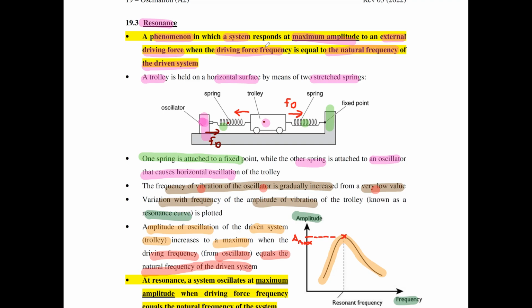Now, just now, before this, I told you that it doesn't matter whether something is a free oscillation or a forced oscillation system, they all have their own natural frequency, just that natural frequency is more readily shown in a free oscillating system. So your trolley here actually has its own natural frequency of vibration. It's just that when your driving frequency applied by your oscillator is equal to the natural frequency of your trolley, it suddenly starts to oscillate with maximum amplitude. That is what resonance is.